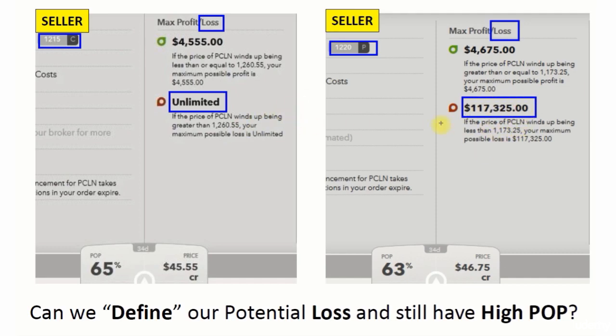So undefined loss potential. But in exchange for this undefined loss, we have this high POP, which on average is about 65%. Not always 65, we're just talking about an average. So we sell options because we have a high POP, but we also have this undefined loss potential, which as beginning traders, we are not ready to take. So can we define our potential loss, right? Take this edge off and still have a high POP?